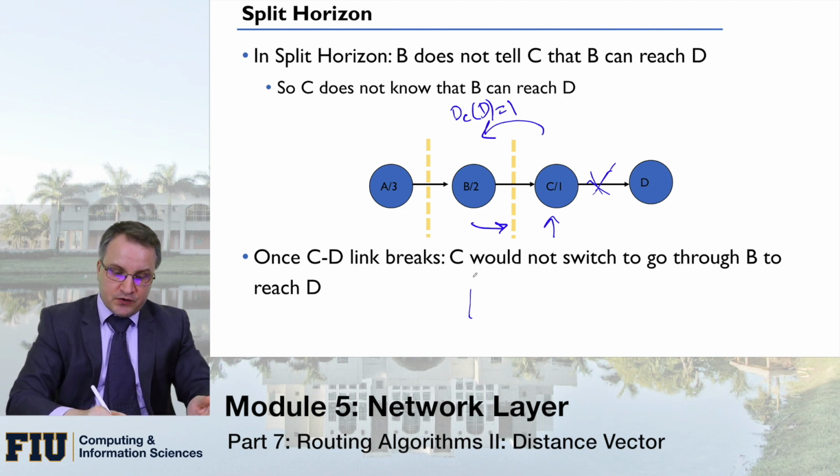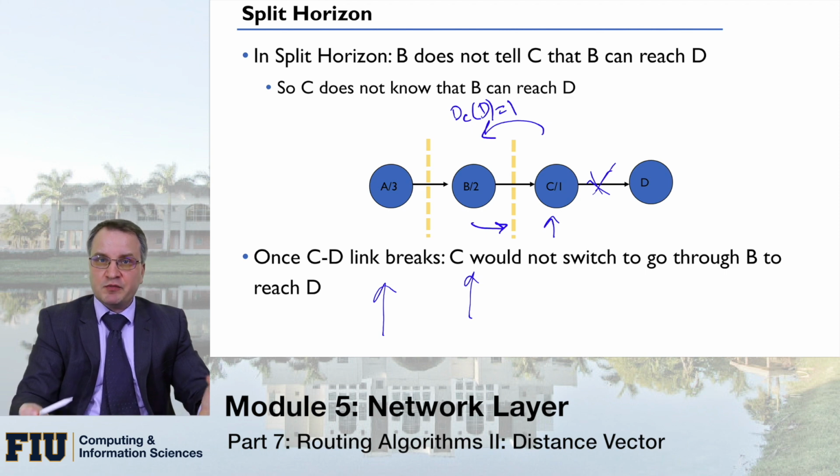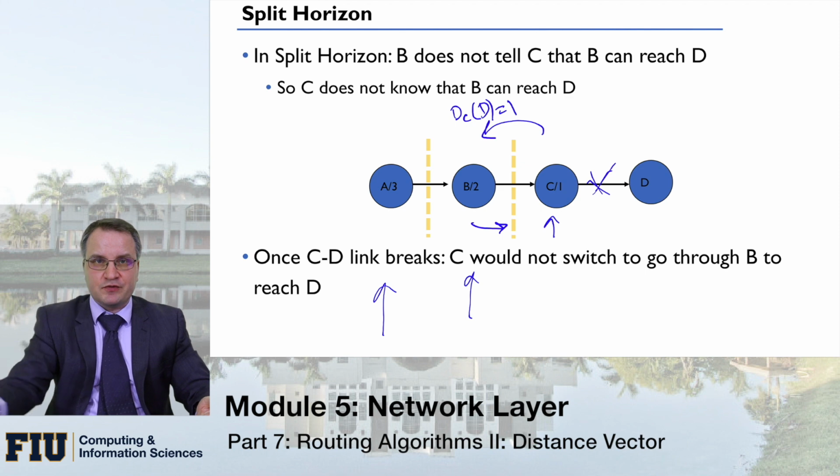But from the perspective of B and A, nothing bad happened, because C just suddenly stopped announcing it, and B and A seem happy to see that everything is fine, and they still think that they can reach destination D through C. A knows that it can reach destination D through B, and everything seems to be fine. But in reality, it's not fine. The packet will be sent out, wasting network resources, but it will never reach the destination because that link is broken.